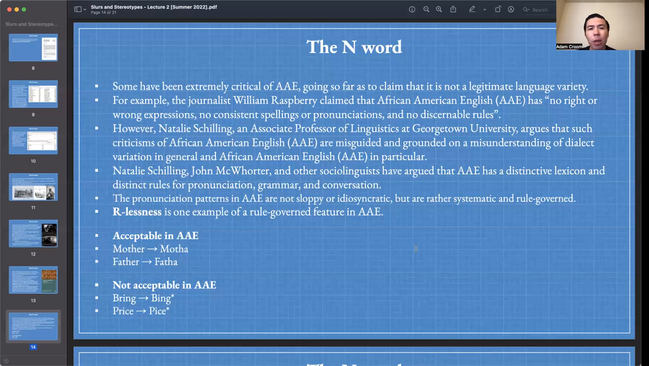In other words, just because AAE isn't SAE, Standard American English, right? Just because the rules are different doesn't mean that it's not a dialect or a language, okay?